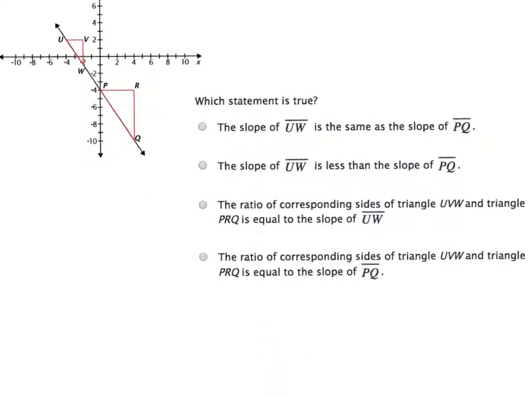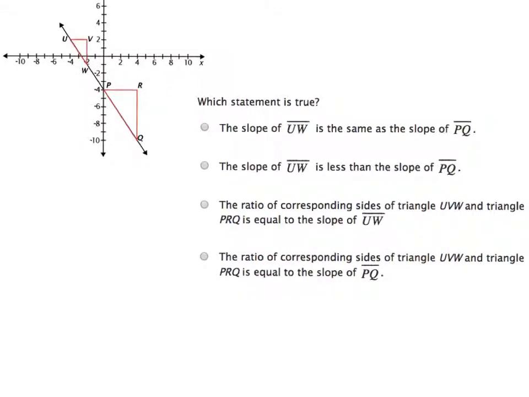So the slope of UW, this slope right here, is the same as PQ. Well, we know since it's on the same line that the slope is going to be the same. So we know this one is true. We know that it is not less than. The slopes are the same, so it's not that one.